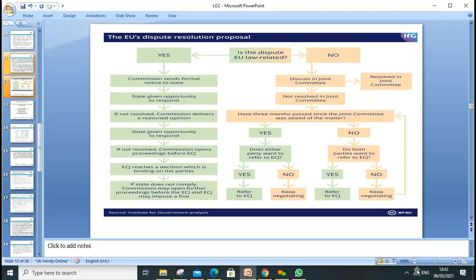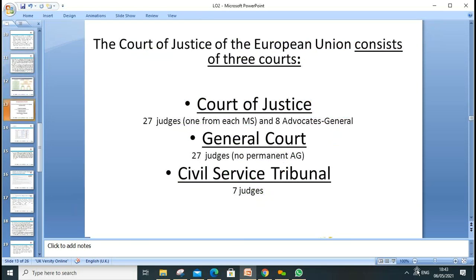on the parties. And if the state does not comply, the Commission may open further proceedings before the ECJ, and fines may be imposed. If there is no discussion or resolution in the joint committee, these are the further actions that can be taken.